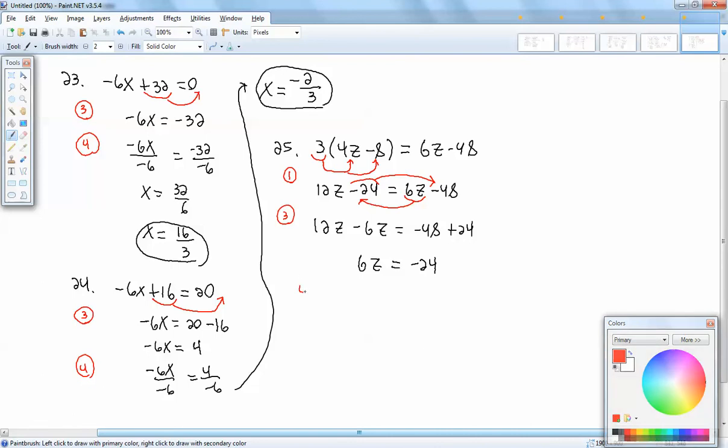Step 4. Divide both sides by the number in front of your z. The number in front of our z is a 6, so I'm going to divide both sides by 6. And negative 24 divided by 6 gives us negative 4. And that's our answer.